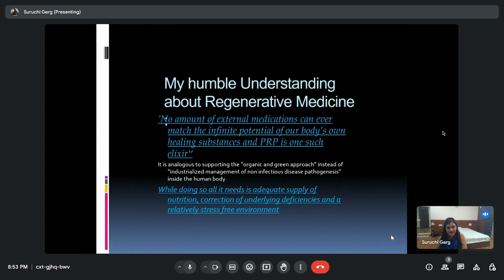My humble understanding about regenerative medicine is that no amount of external medication can ever match the infinite potential of our body's own healing substances, and PRP is one such elixir. While doing so, all it needs is adequate supply of nutrition, correction of underlying deficiencies, and a relatively stress-free environment.